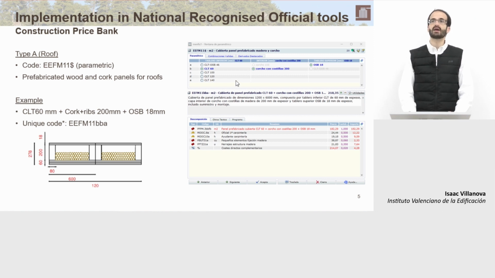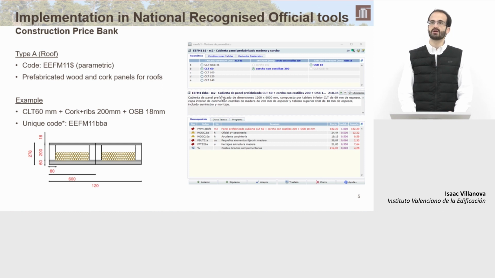At the moment that selection is made, the program or the online tool provides the code of that job item. In this case, because we have chosen the B option and the A option, the unique code of this job item will be EEFM11BBA for those three parametric options that are substituting the $ sign.